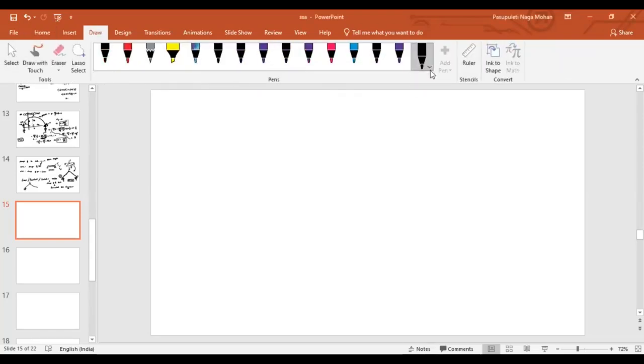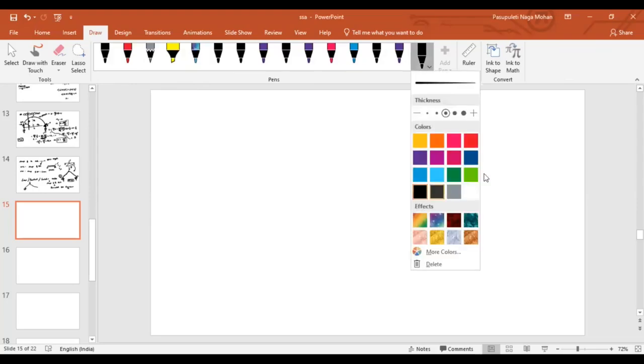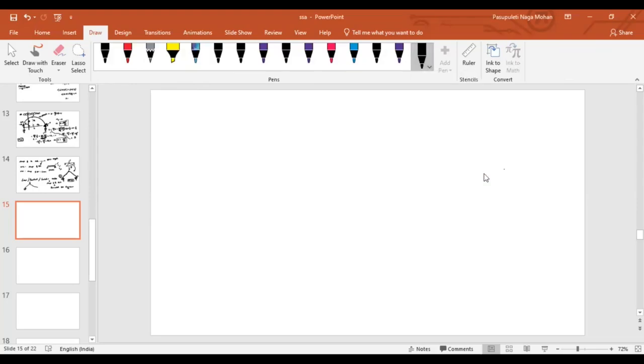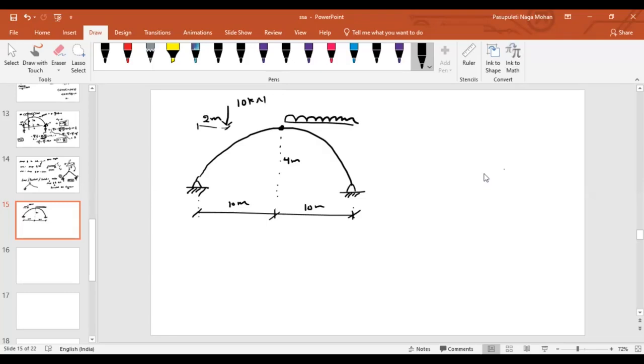Meanwhile, if everybody joins, solve one problem, find the reactions, and then based on those, we will try to find the horizontal and vertical thrust. Find the reactions at A and B. Is that a point load, sir? 10 kilonewton? Yeah, point load.